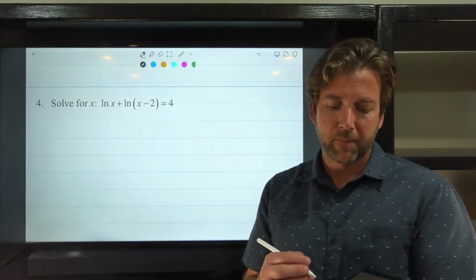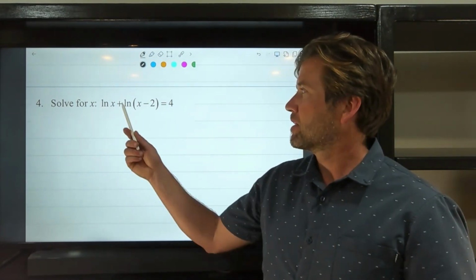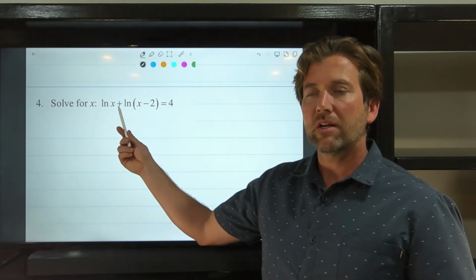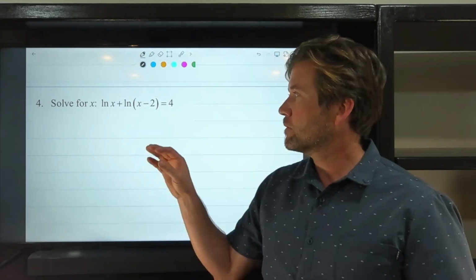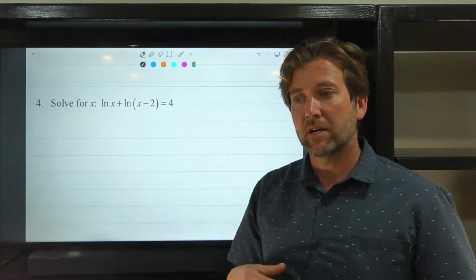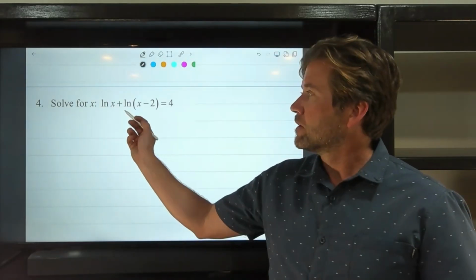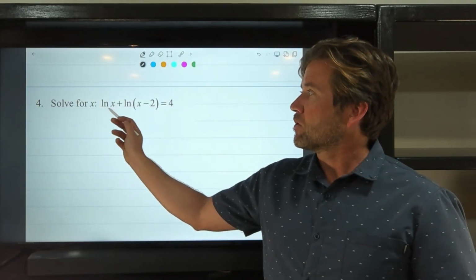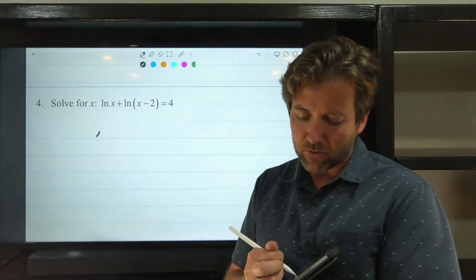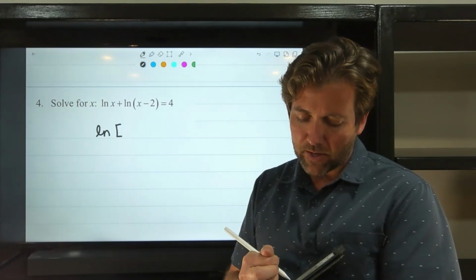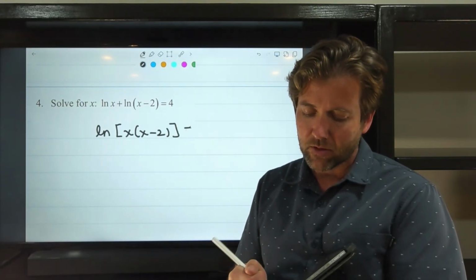Number 4. Now we've seen this problem on the last 3 or 4 quizzes, but it was a minus sign here, and we didn't have any issues with that using the quotient property for logs. It was after we took the inverse of both sides where we had trouble solving for x. So this week's is slightly different. We have the addition of these two logarithms, both with base e, so we're able to condense them using the product rule. So it's natural log of x times x minus 2 equals 4.